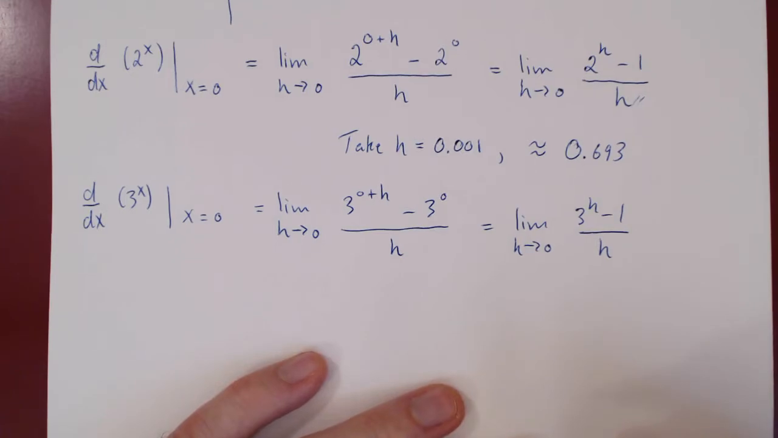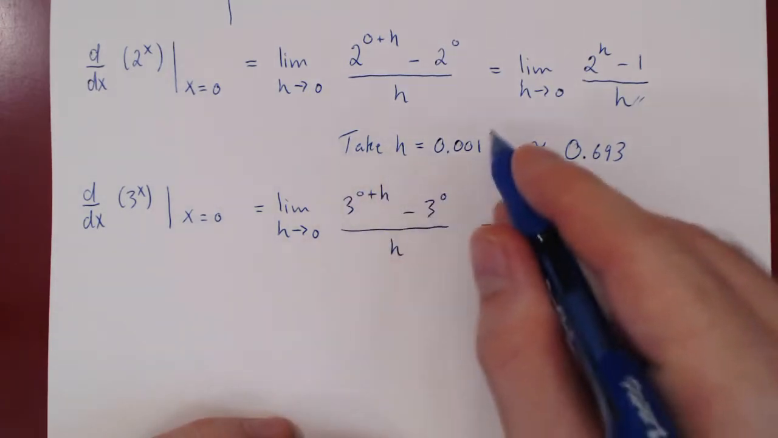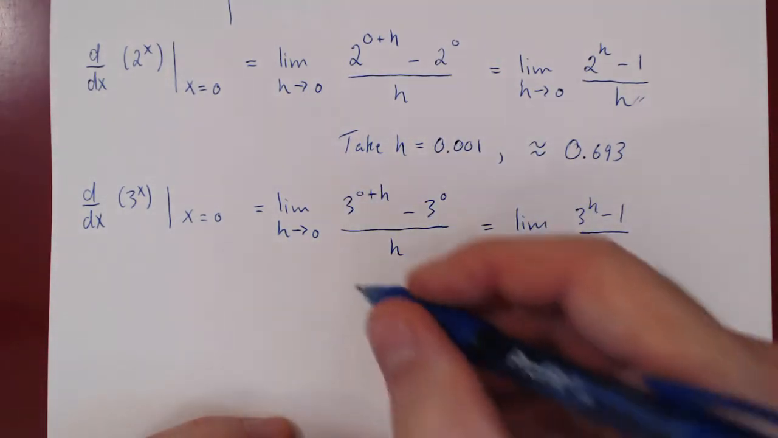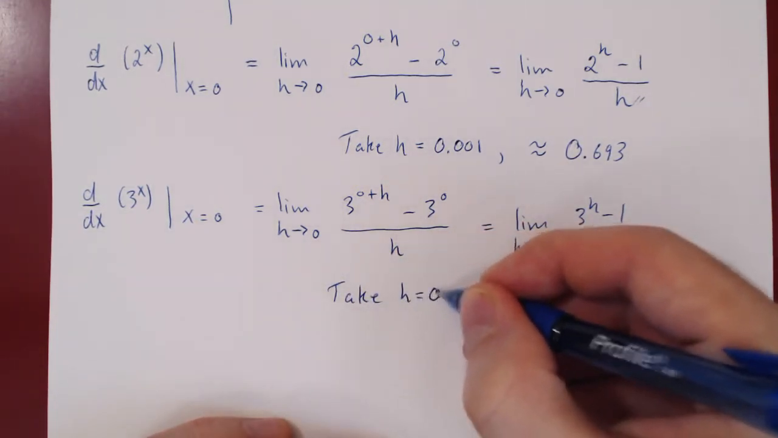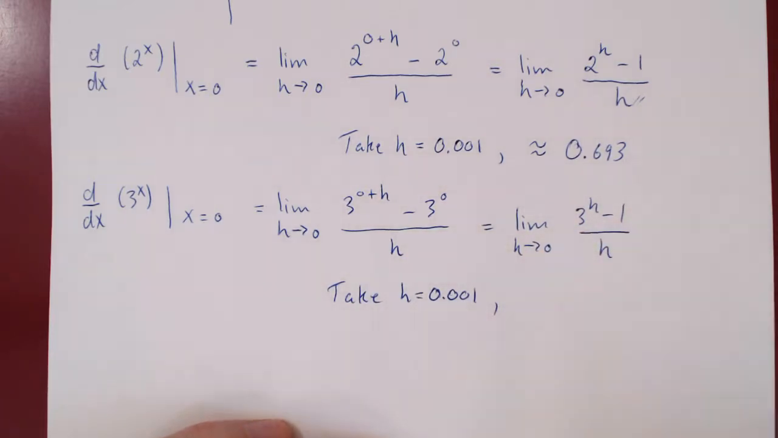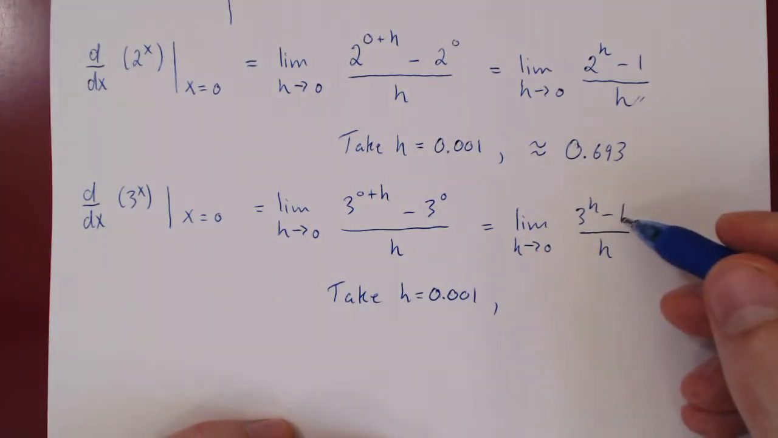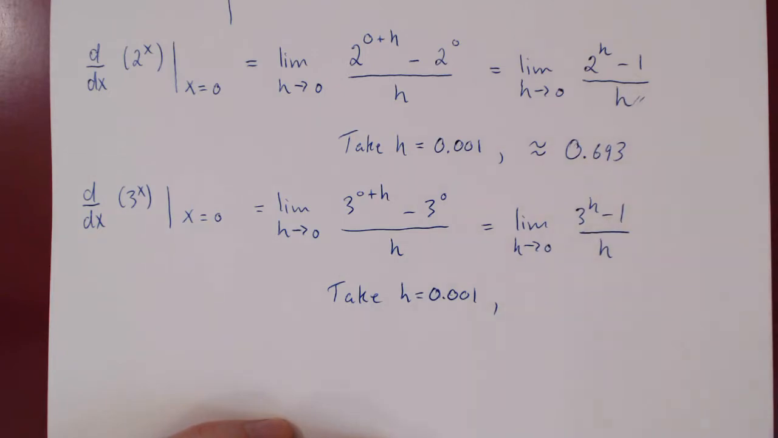So once again, we have a 0 over 0 case. So we'll take the same value of h, 0.001, and then we'll plug it in. We won't get the exact slope at 0, but we'll have an approximate slope. So using your calculator, 3 to the 0.001 minus 1 divided by 0.001 gives you approximately 1.099. You can round up to 1.1.